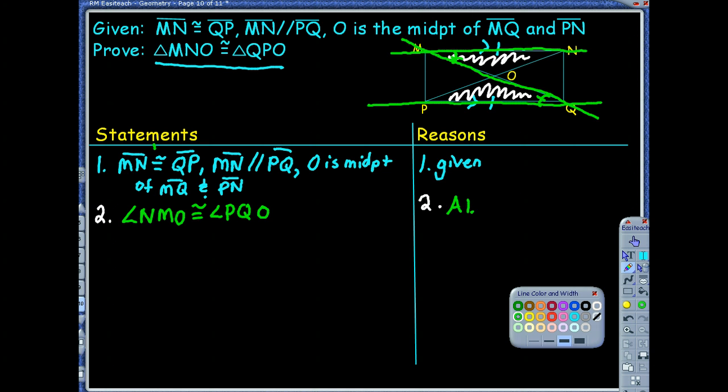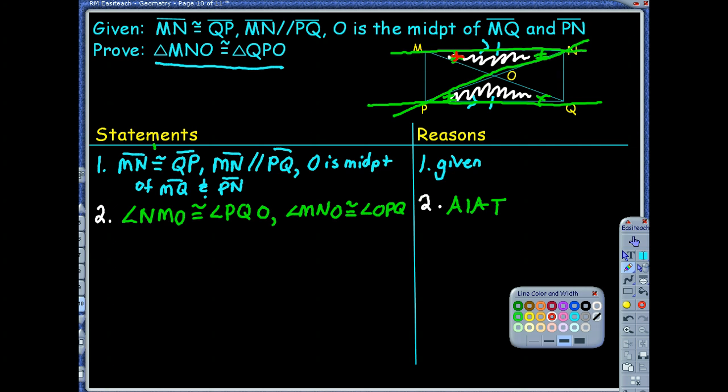Alternate interior angle theorem. Now, if we lose that transversal and focus on the other transversal going through there, so NP, this one right here, then I see another set of alternate interior angles. So I could say angle MNO, and notice I'm putting it in the same step because it has the same reason, should be congruent to angle OPQ. Still alternate interior angle theorem.